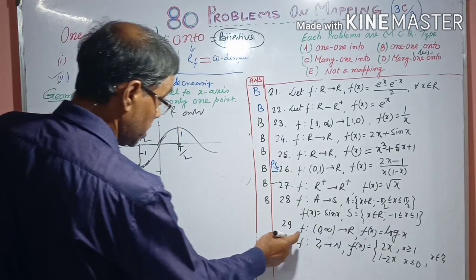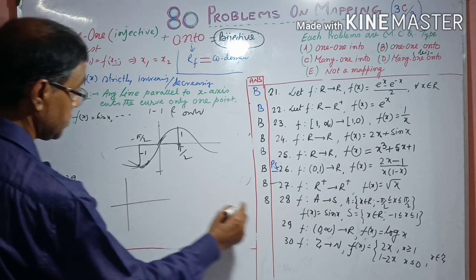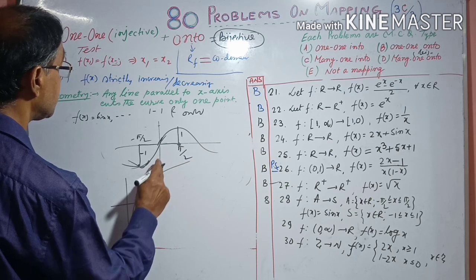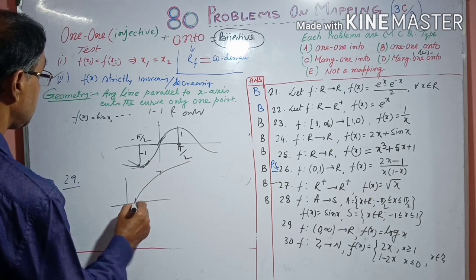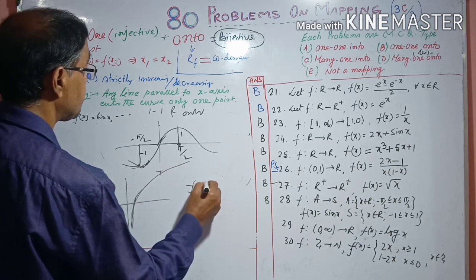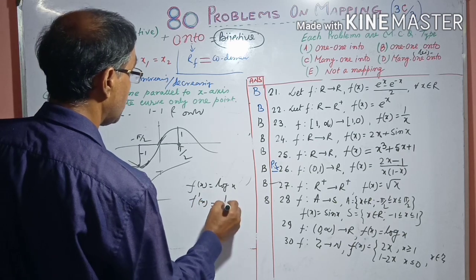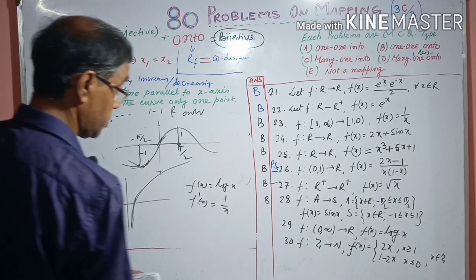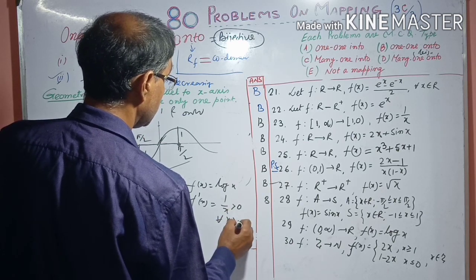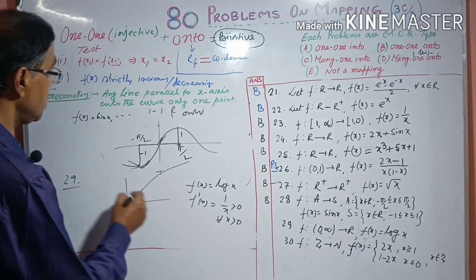Now problem number 29, f(x) equals log of x. The log x graph is this. f(x) equal to log x. Therefore f dash x equals 1 by x. It is also greater than 0 for all x greater than 0. Therefore it is one-one, or from the graph we can easily say it is one-one.